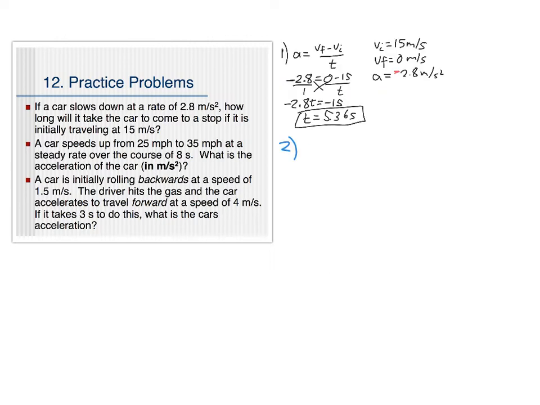Moving on to my next one, I'm going to start once again by identifying the things that I know. So I start here with a velocity of 25 miles an hour. I speed up to a speed of 35 miles per hour at a steady rate over a period of 8 seconds. The first thing I should notice here is this 25 mile an hour bit. Okay, I know that I want my units to be in meters per second. That is my standard, and I see here too that the problem even specifies that the acceleration should ultimately be in meters per second squared. So the first thing I'm going to have to do is convert those two velocities to meters per second from miles per hour.